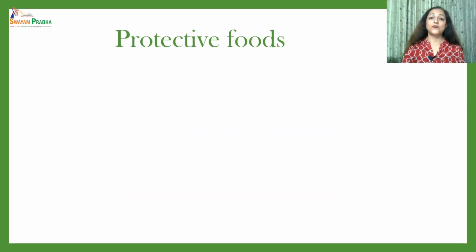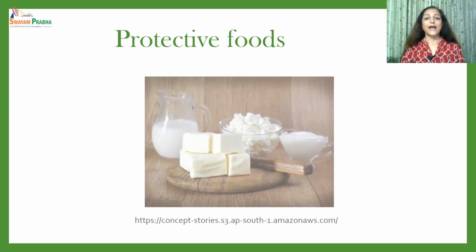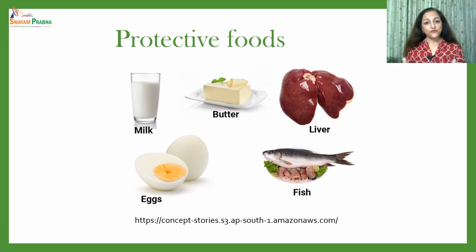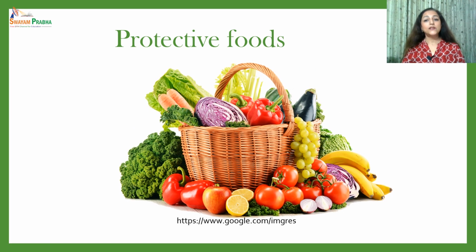The third type of function which the food can perform inside our body is known as protective function. As the name suggests, this group provides protection from diseases and performs various regulatory functions inside our body. This group includes various types of food which are rich in protein, vitamins and minerals. So milk, egg, fish and liver will be a part of these protective foods because they provide us with high biological value protein. And this food group will also include green leafy vegetables and some fruits because they provide us some vitamins and minerals.